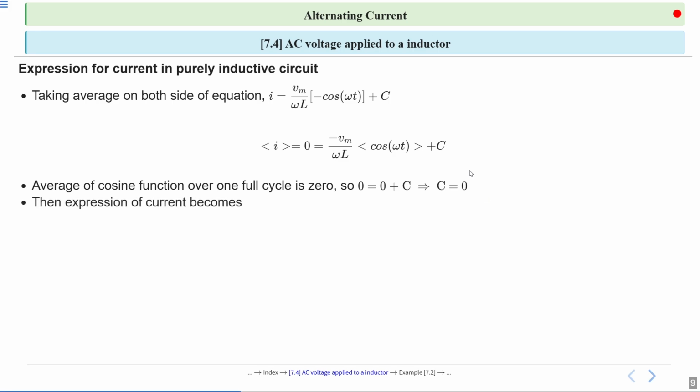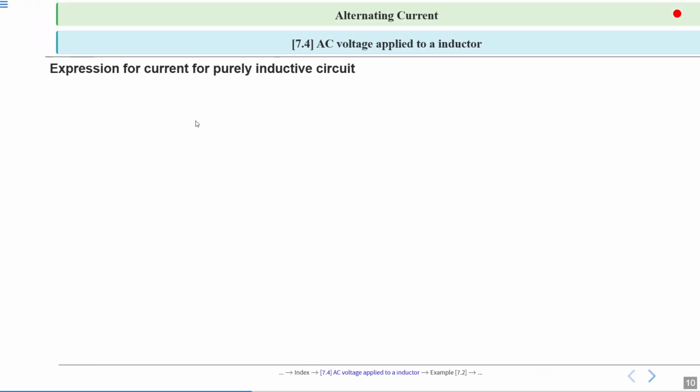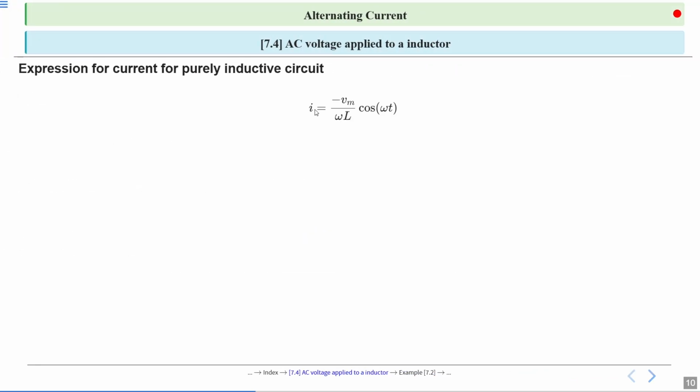So this expression of I will become I equal to minus Vm upon omega L cos omega t. Okay, so we have found the constant of integration. It came out to be 0. So the expression for this current will become I equal to minus Vm upon omega L cos omega t. Okay, now we have to eliminate this negative sign.